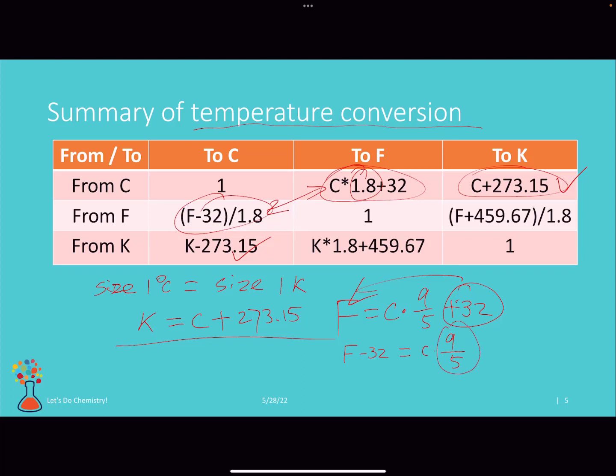So this one can be moved to here by divide. So this is F minus 32 divided by 1.8 or 9 over 5 equal C. So that is this one. So this one and this one is a little bit complicated.